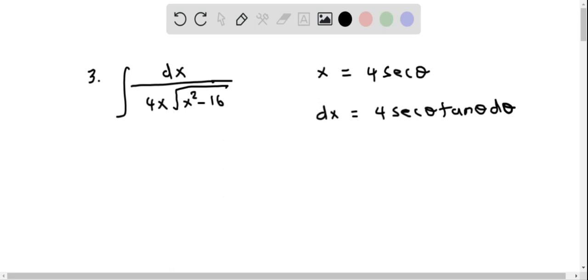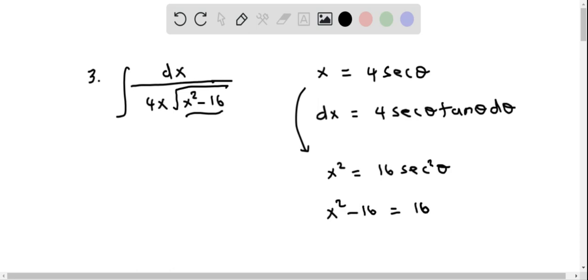And let's also evaluate this expression if x equals 4 secant theta. So we first square this. This gives x squared equals 16 secant squared theta. We then subtract 16 from both sides so that we get x squared minus 16, and this equals 16 secant squared theta minus 16. And here we can factor the 16 and this becomes secant squared theta minus 1.